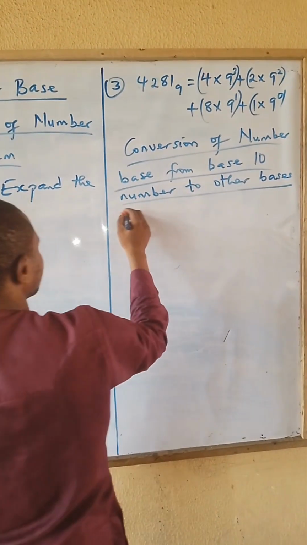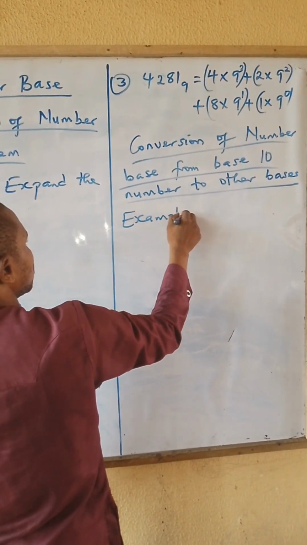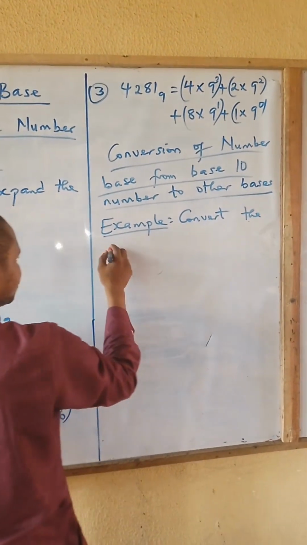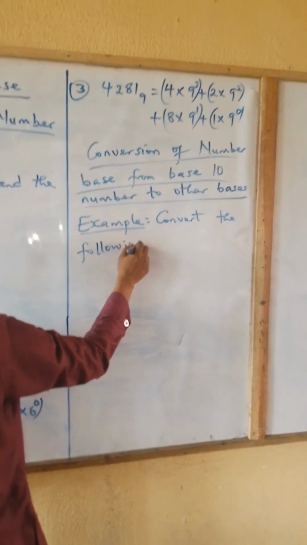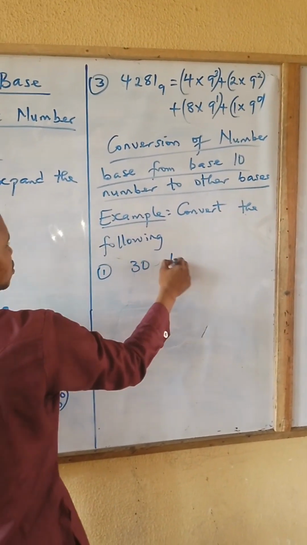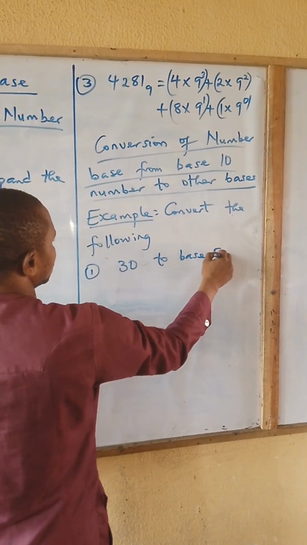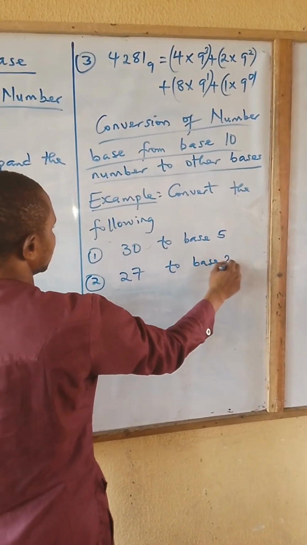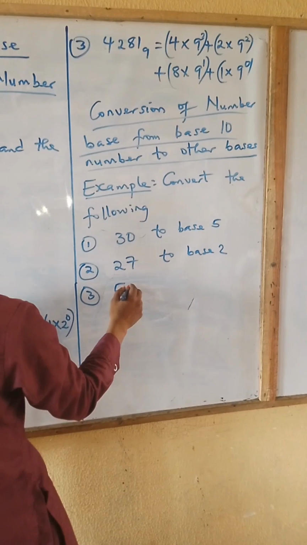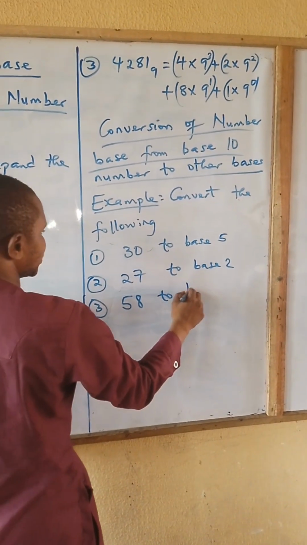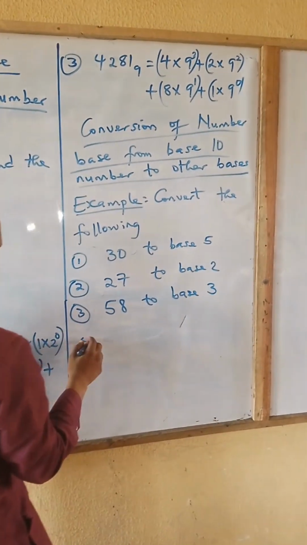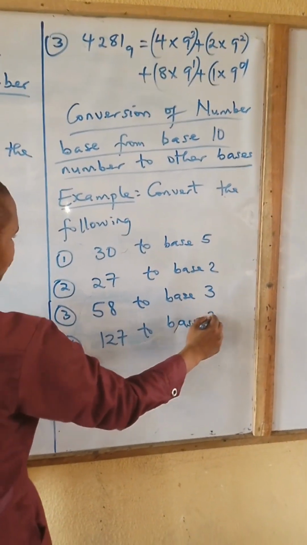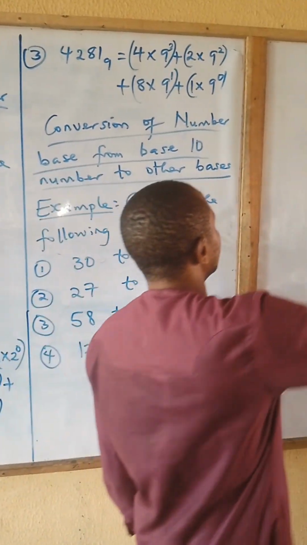Example: convert the following. Number 1, we have 30 to base 5. Number 2, we have 27 to base 2. Number 3, we have 58 to base 3. Then number 4, we have 127 to base 7. Let's quickly solve this.